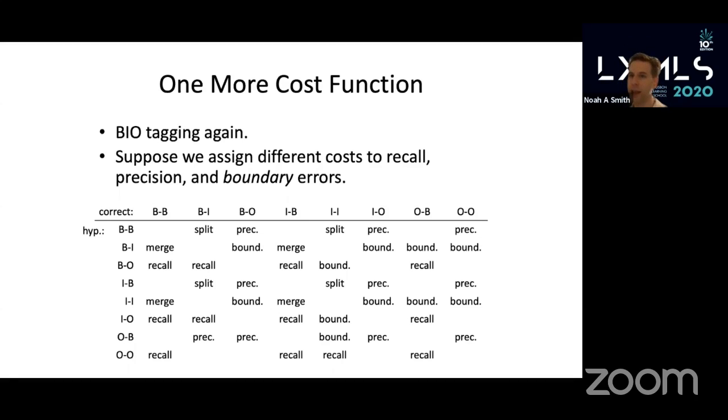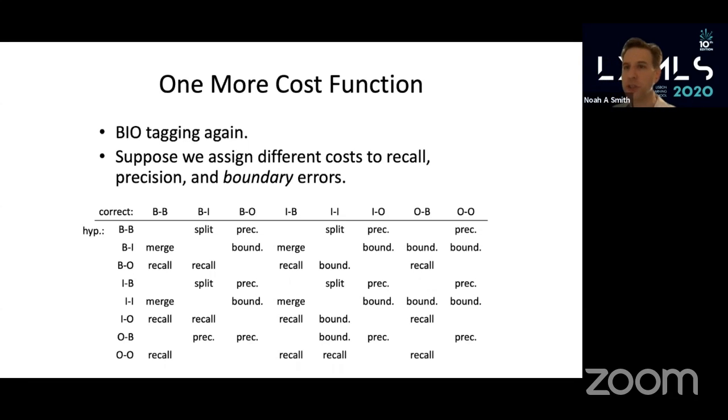Here what I've done is I've written out a confusion matrix of all the BIO sequence pairs or bigrams of labels that are possible. There are 8 possible ones. The only one that's missing here is OI, which is not allowed. You always have to have a B before an I. And what I've done is I've manually categorized each of the possible errors here as being a precision error or a recall error or a merge error or a split error.